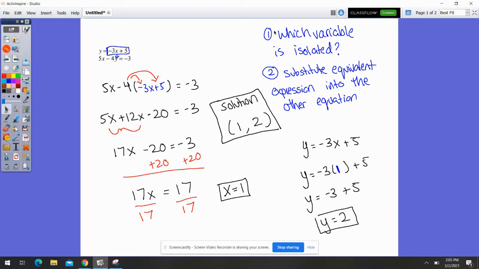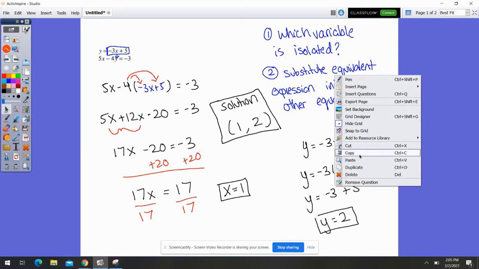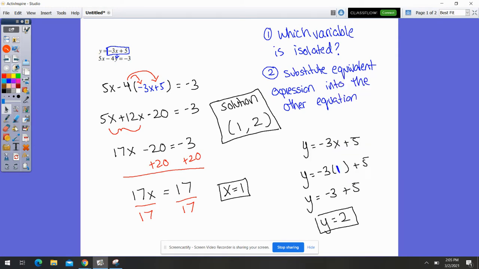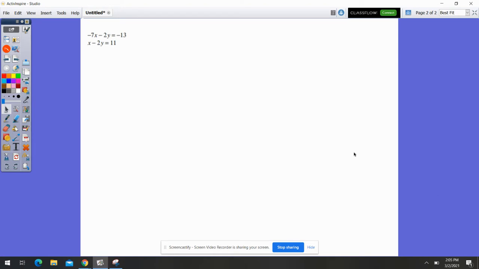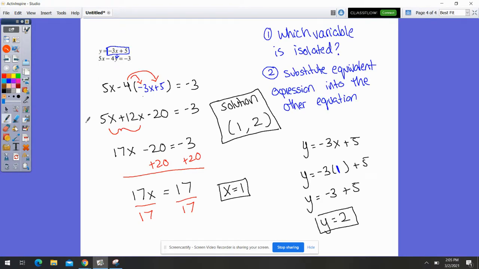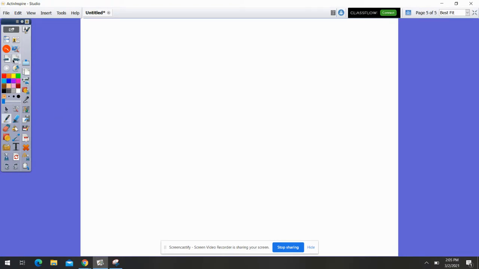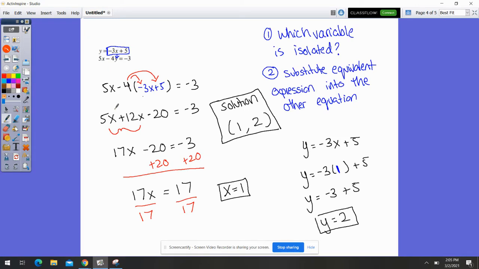I'm just going to copy this so I can bring it over here. It's not pasting, is it? Hold on. Okay, it pasted. What happened here?